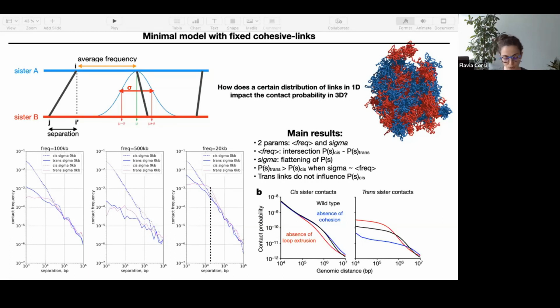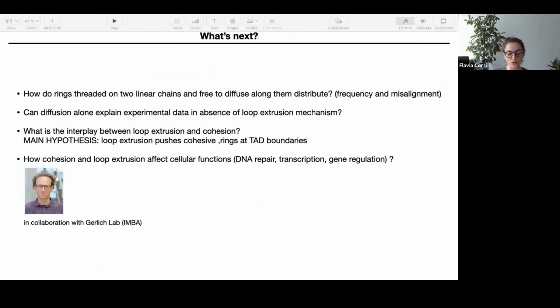So now that we understood the statistical rules that govern the physical system, and how these parameters impact the probability of contact in 3D, we would like to address, and we are addressing right now, when we explicitly model rings on linear chains, how do these rings distribute along the two linear chains if we let them freely diffuse. And then we would like to compare the average frequency found in this simulation with our contact probability.